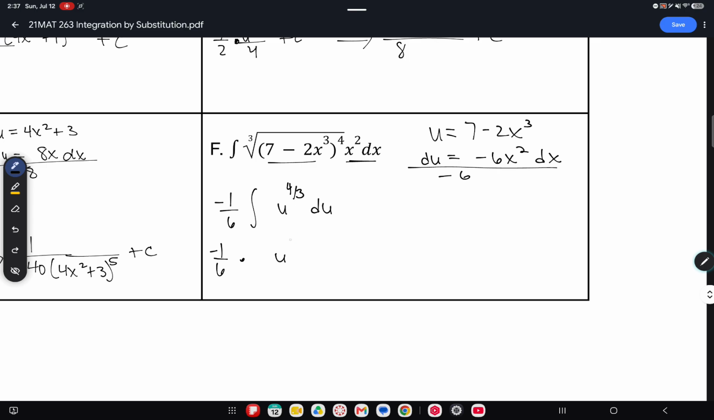And then I can add 1 to the power, so 7/3, and then multiply by that reciprocal, and then plus c. Can do a little bit of simplifying here. 3/6 is really 1/2. And then let's put it in the original variables. So we have 7 minus 2x cubed to the 7/3, and then a negative, and then 14 in the denominator, and then plus c.